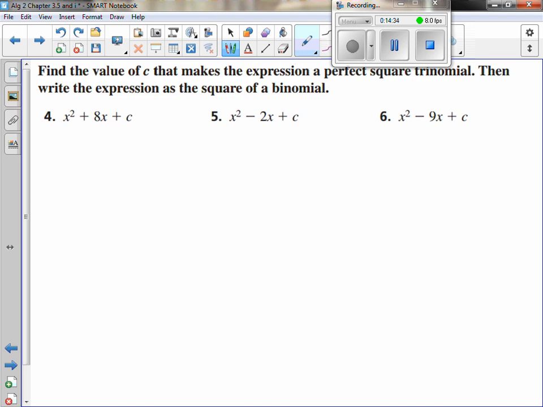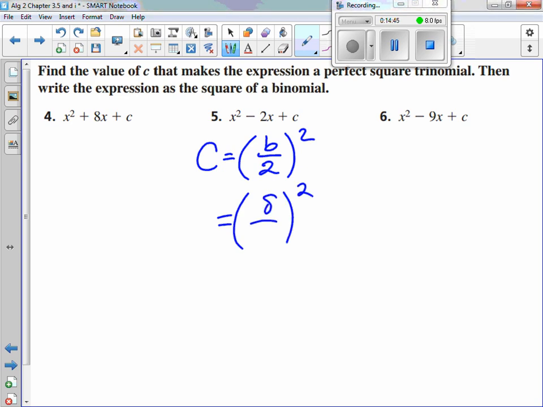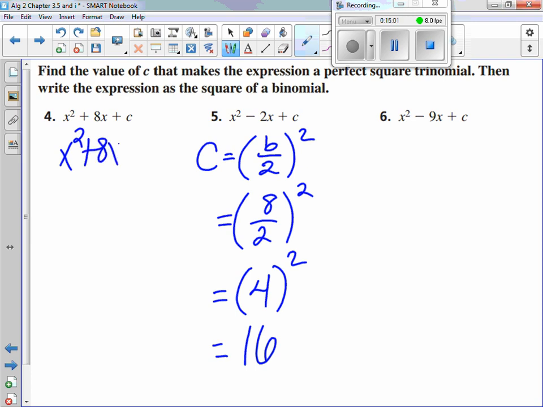X squared plus 8x plus c. The value of c is b over 2 squared. So for this first one here, what's the value of b? 8 divided by 2 is 4. And 4 squared is 16, yes? So if I plug it in, we have x squared plus 8x plus 16. Any questions on anything we've done so far? Any questions on how we found the value of c?